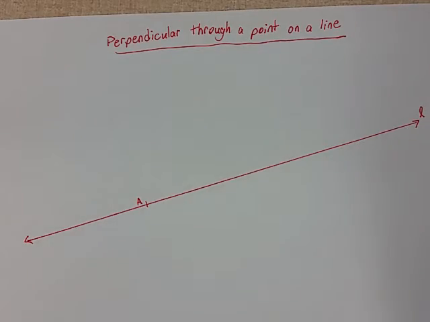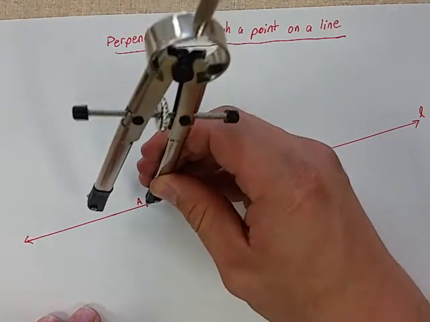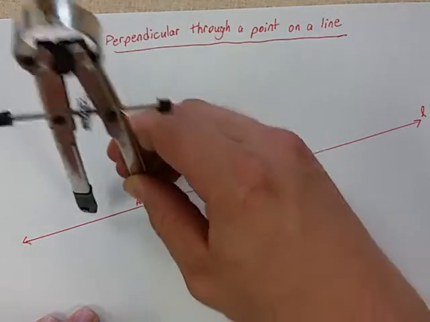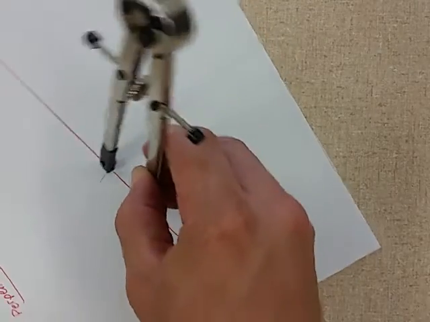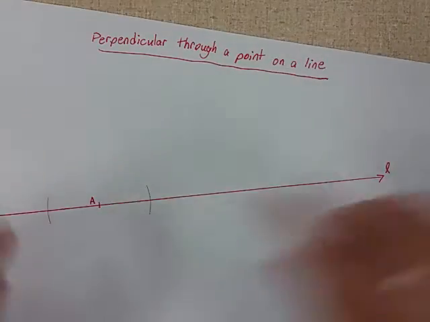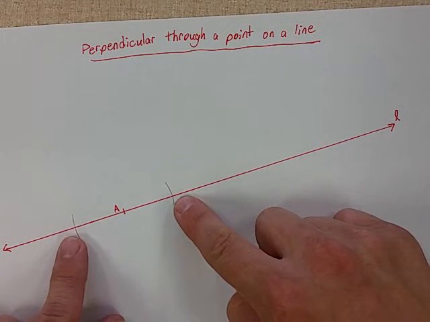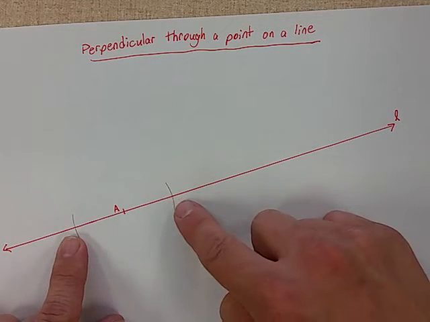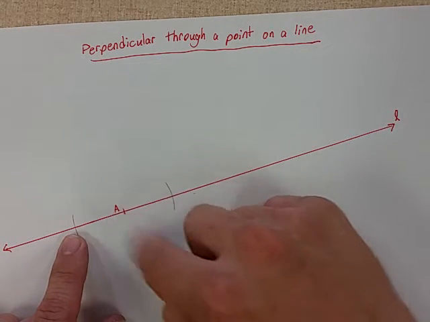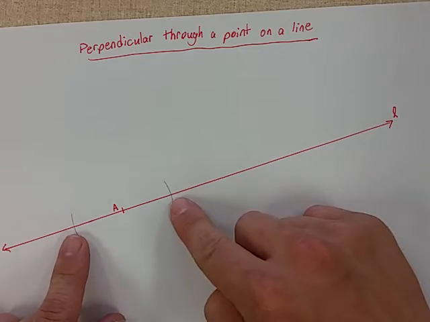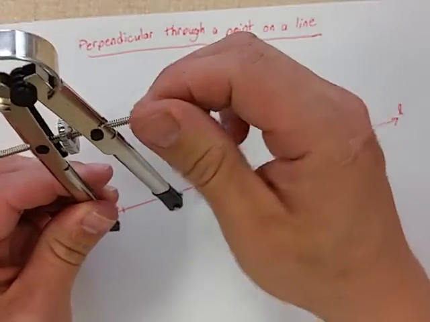So I'm going to start off by putting the point of my compass on point A, and I'm going to do a circle around point A. I actually only needed the parts of it that were intersecting the original line. That creates 2 endpoints. I know that A is the midpoint of these 2 endpoints. So if I now do the perpendicular bisector between these 2 endpoints, I'm going to have my perpendicular through point A on the given line.